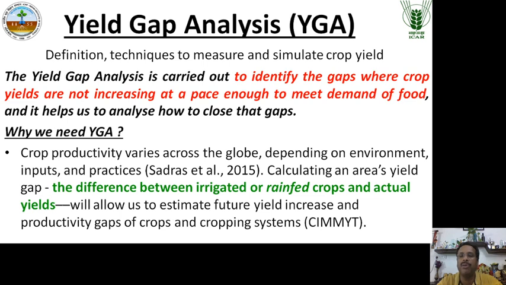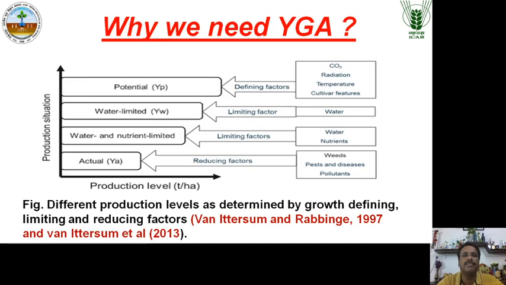It is not the same worldwide. In different parts of the world, different amounts of fertilizer are used; if you see the fertilizer statistics, you will find a good difference. Irrigation is the most potent factor for increasing crop production, but that also depends on many things. So calculating an area's yield gap, the difference between irrigated or rain-fed crops and the actual yield we get at farm level, will allow us to estimate future yield increase and productivity gaps of different crops and cropping systems.